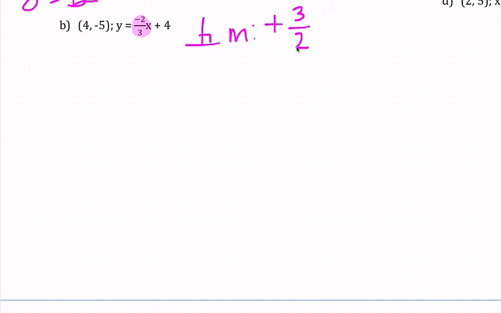Okay, so we have our slope. Now we just have to find our y-intercepts. So we're going to solve for b.